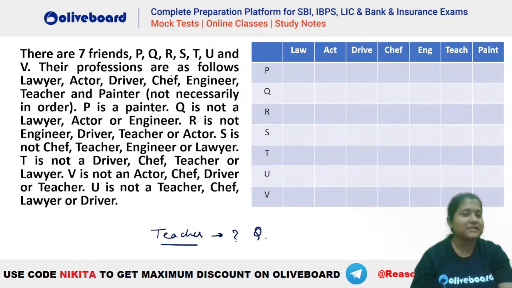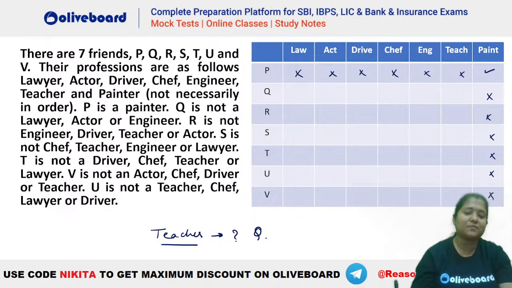Let's see. So you can see there are 7 friends who are having different professions here. P is a painter. So if P is a painter, that means he cannot be lawyer, actor, driver, chef, engineer or teacher. Similarly, none of them should be the painter here because everybody has a different profession, right? This is the structure. Now, Q is not a lawyer. So you can see Q is not a lawyer, actor or engineer, right?